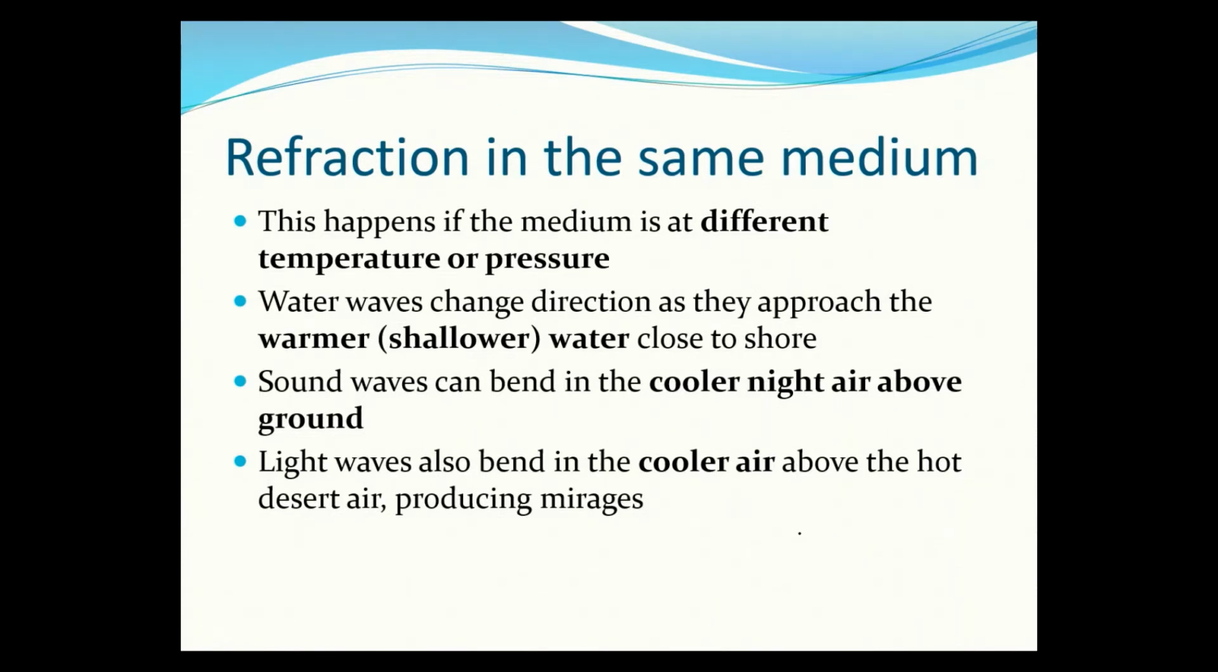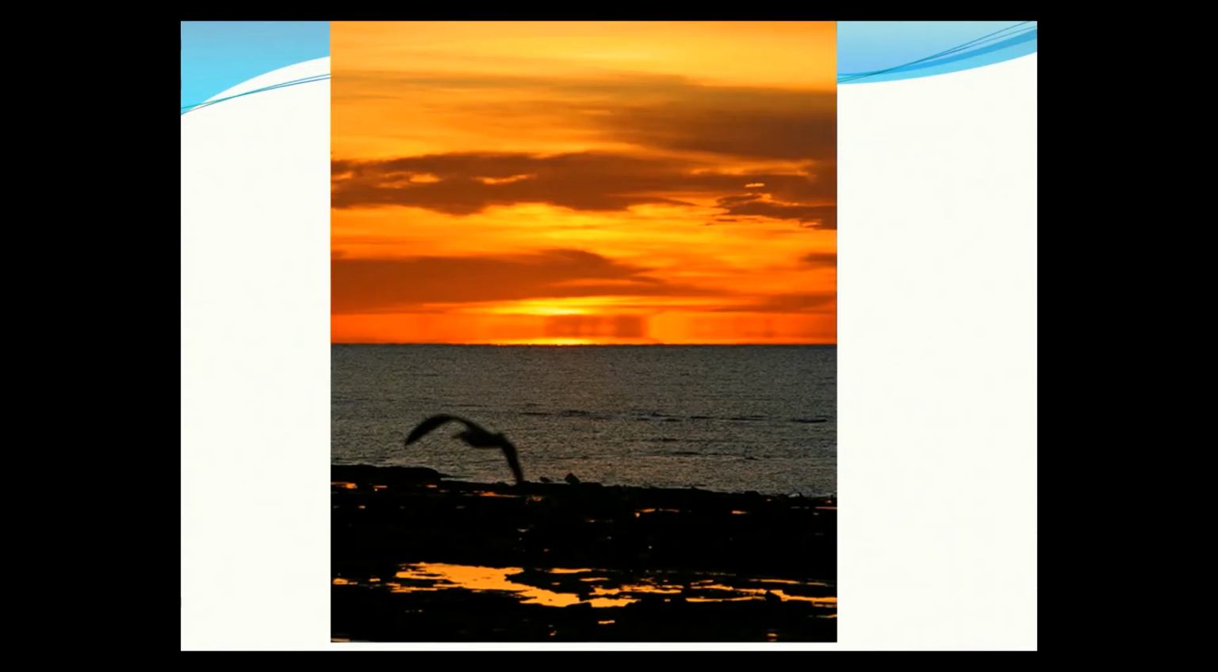So here's some examples of mirages. They usually happen at nighttime or in the morning, where the water is really warm and the air is really cool. So it looks like you have a sunrise right here, but you also have a sunrise right here. This is a mirage right here. This is not real. This is the real sunset or sunrise, one of the two. I don't know, hard to tell.